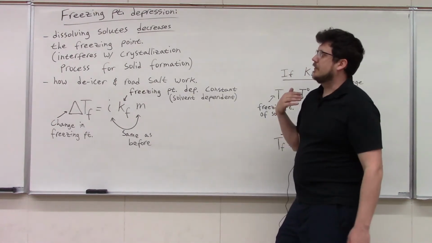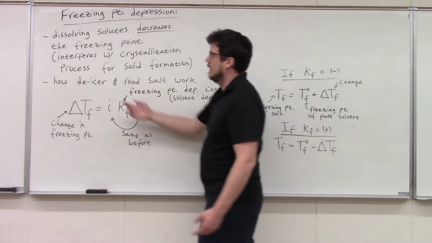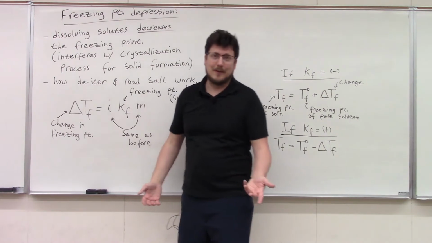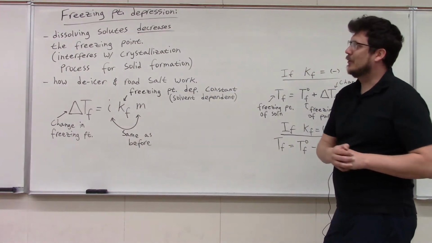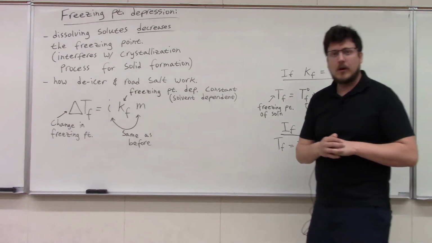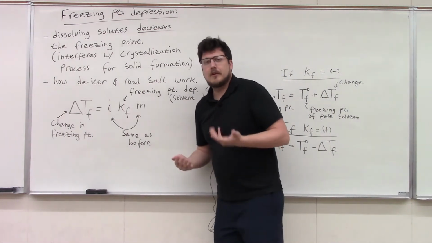And this is the process behind how deicers and road salt work. Deicer is typically actually isopropyl alcohol, like we've been talking about. That will lower the freezing point of a water solution. And road salt does the same thing. And road salt is really highly specialized.